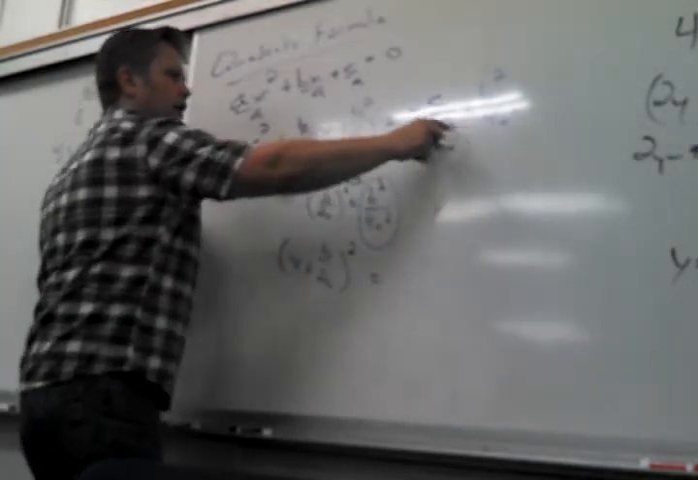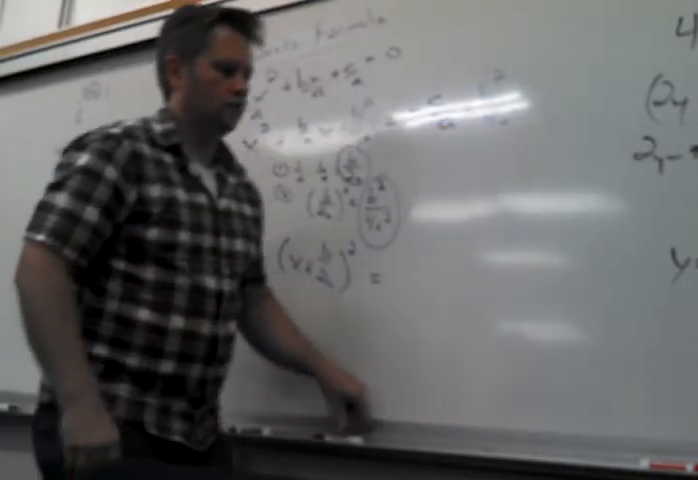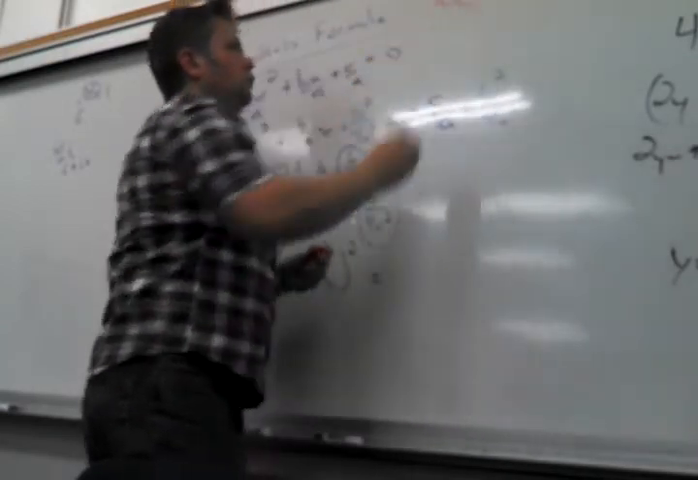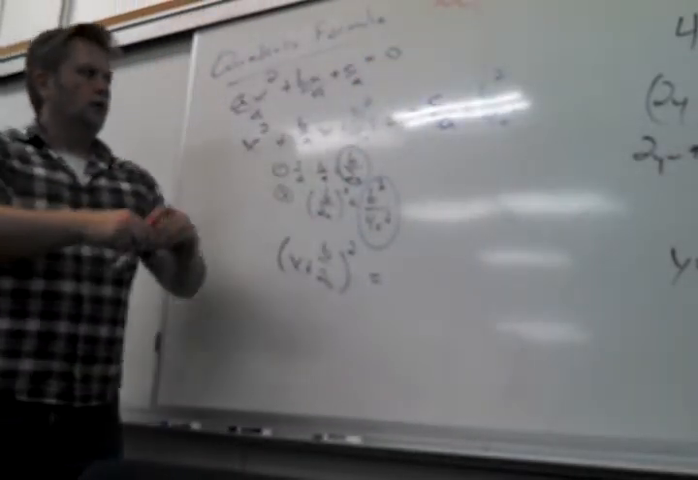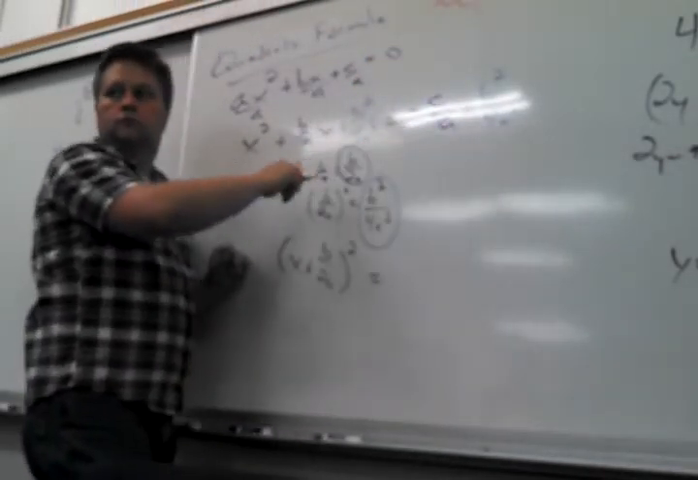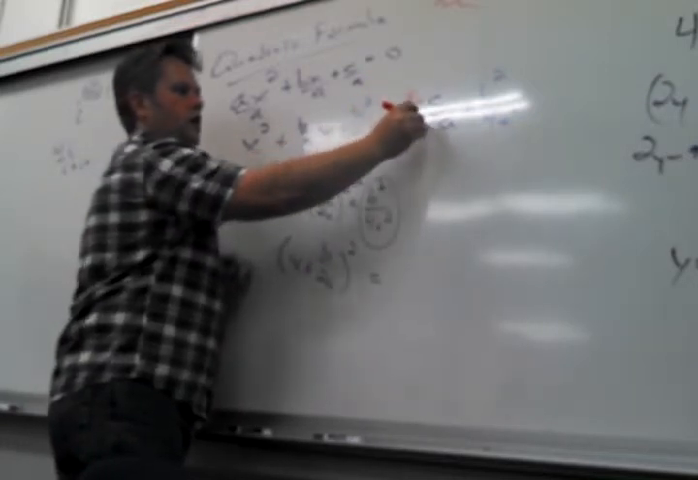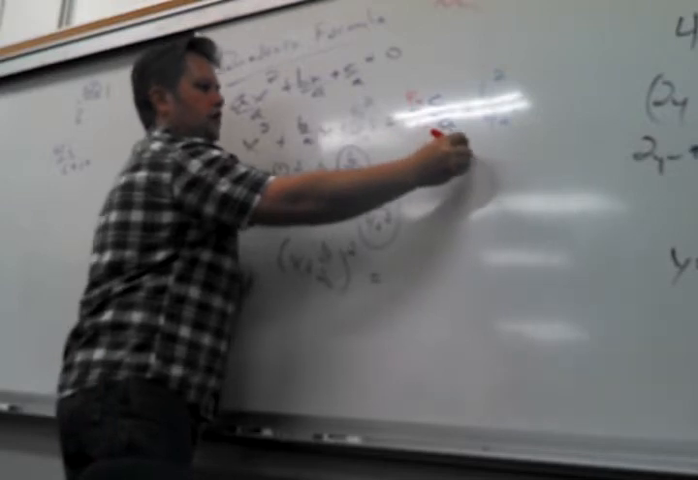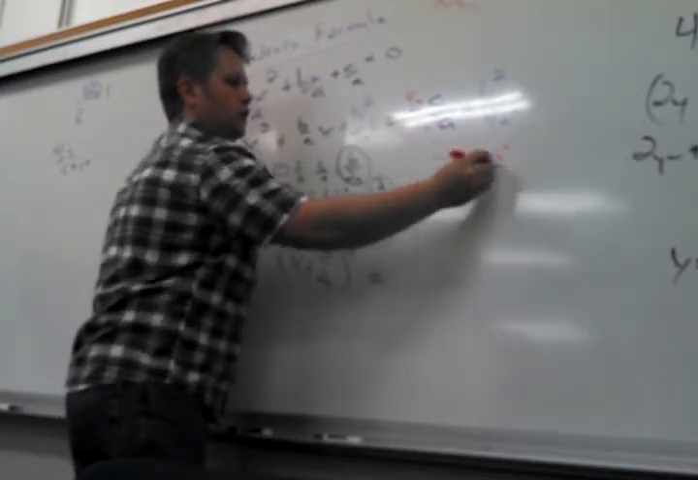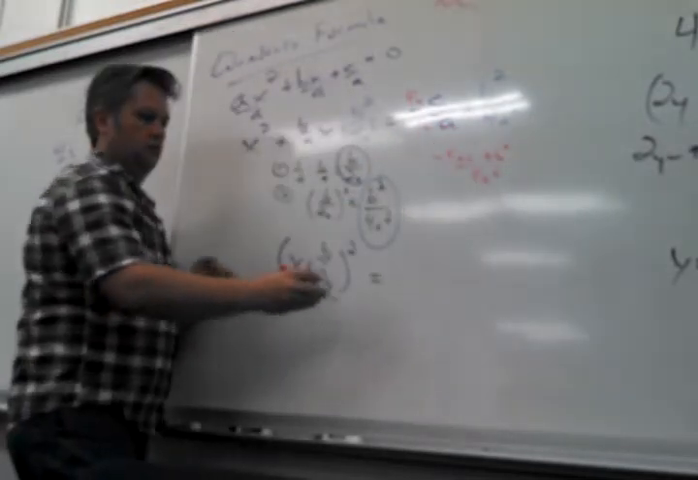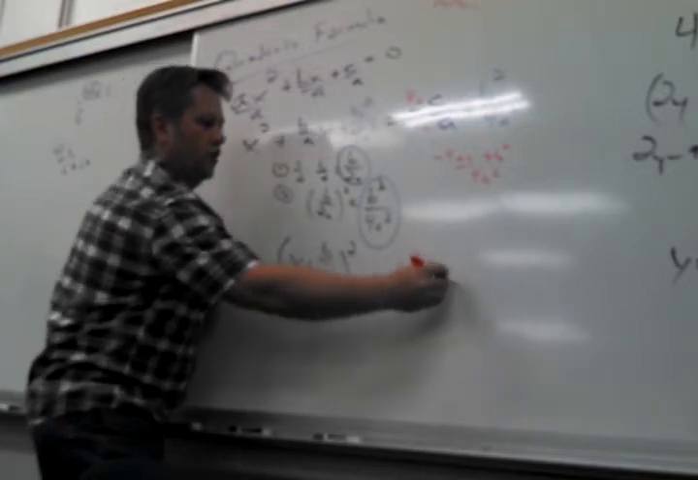What do I get on this side? What do I have to do over there? Let me bring in another color even. What's the LCD here? What does it need? It needs a 4a. So then I get negative 4ac plus b squared over 4a squared, right? So I get b squared minus 4ac.